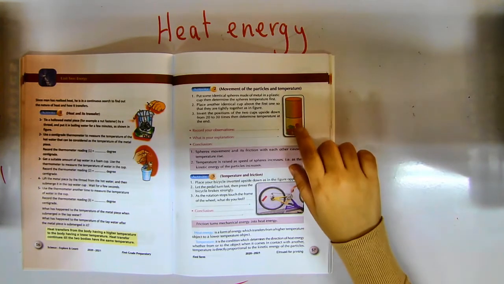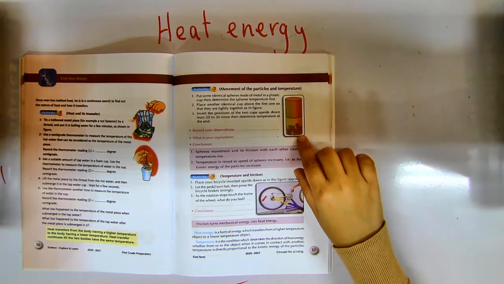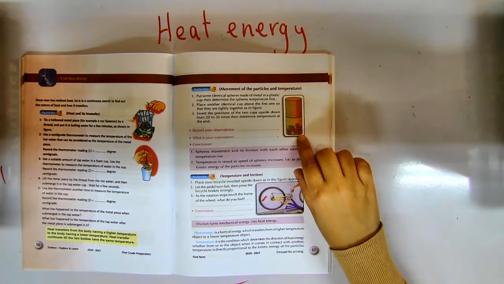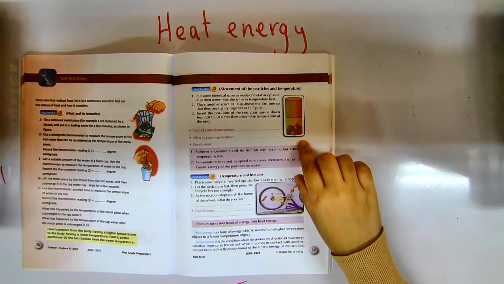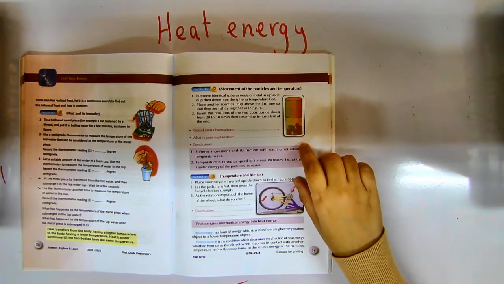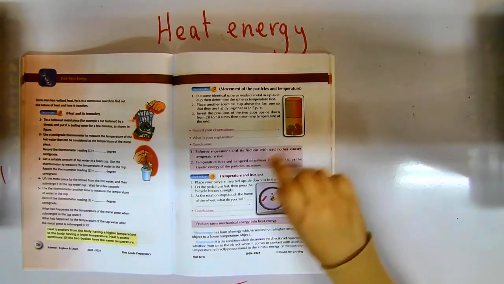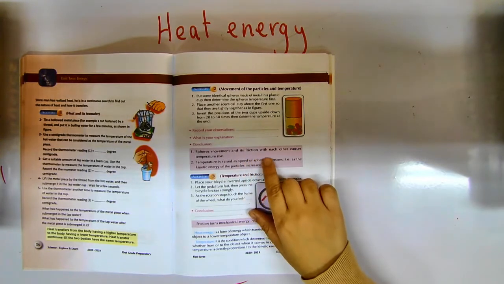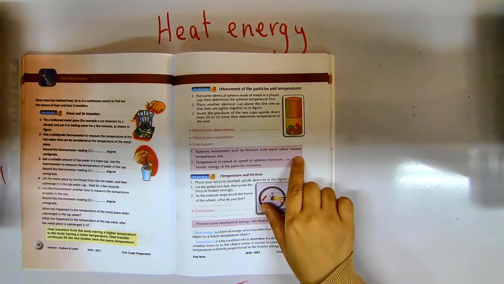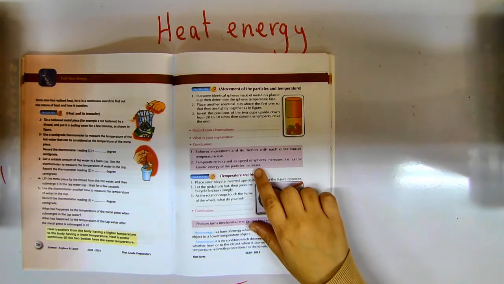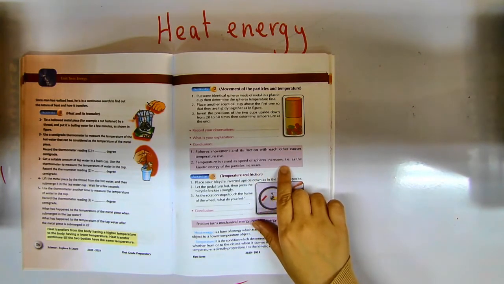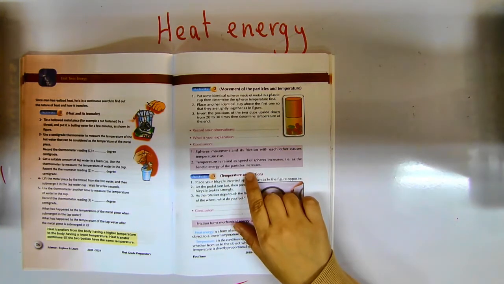Of course, the metallic spheres inside the bottle will make friction, and the friction will change into heat energy. We change kinetic energy into heat energy. And by increasing the speed of shaking, the heat energy will increase. Sphere movement and its friction with each other cause temperature rise. The temperature is raised as the speed of the spheres increases, as the kinetic energy of the particles increases.